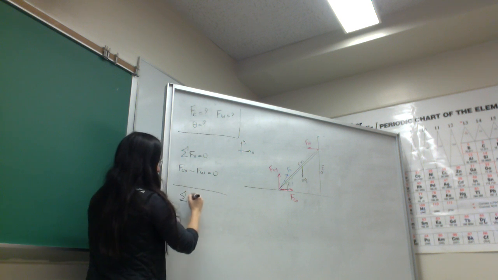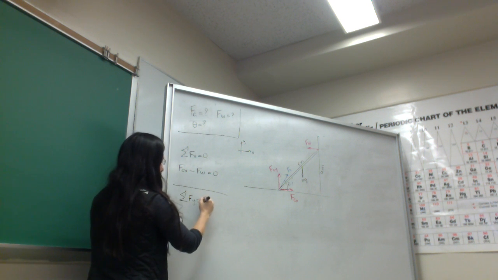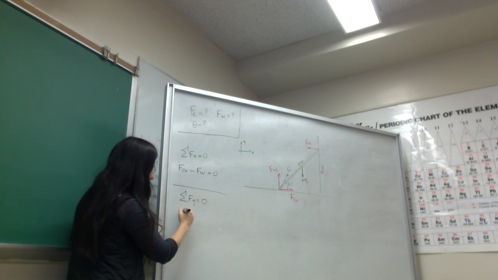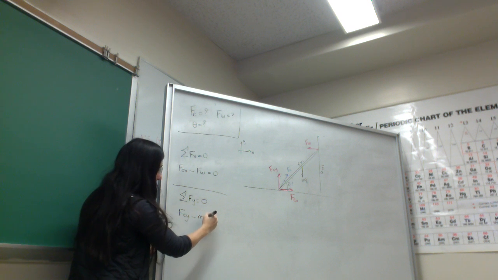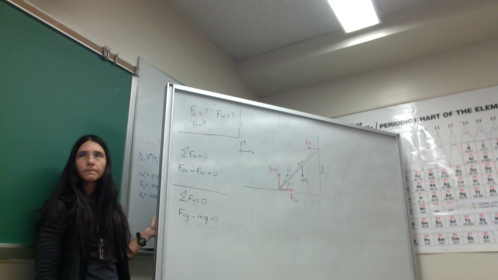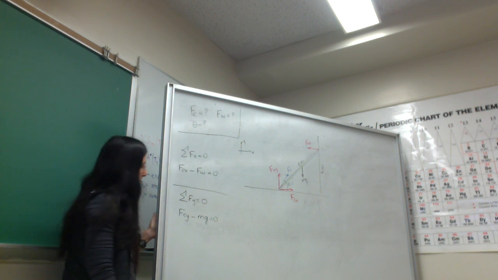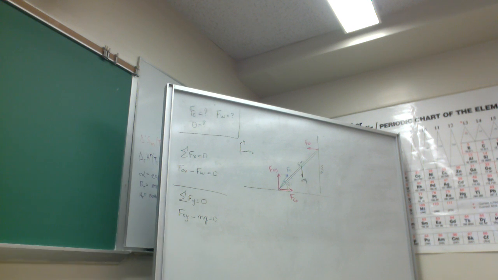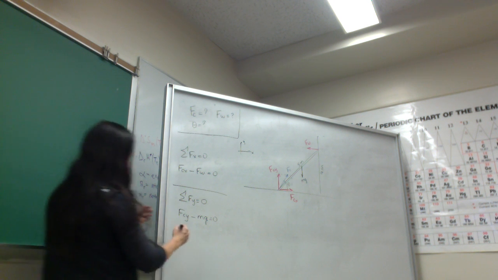Sum of all the forces in the y direction is 0. What do we have in the y? FCY and negative mg. FCY minus mg equals 0, so this one is good. I can find FCY. FCY equals mg. Very good. And I think the number is given there. Approximately 118, right?